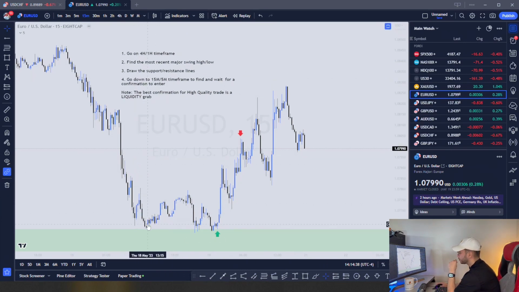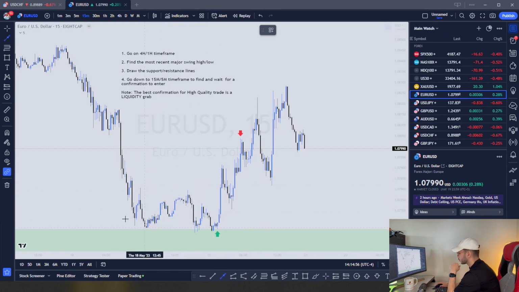Now we had this big move down. So what I wait for is a hold. I need a liquidity grab first, right? So I want to see a hold of this demand zone and also a liquidity grab. So we came down, made a low of the day, bounced right back up. We didn't break this structure.